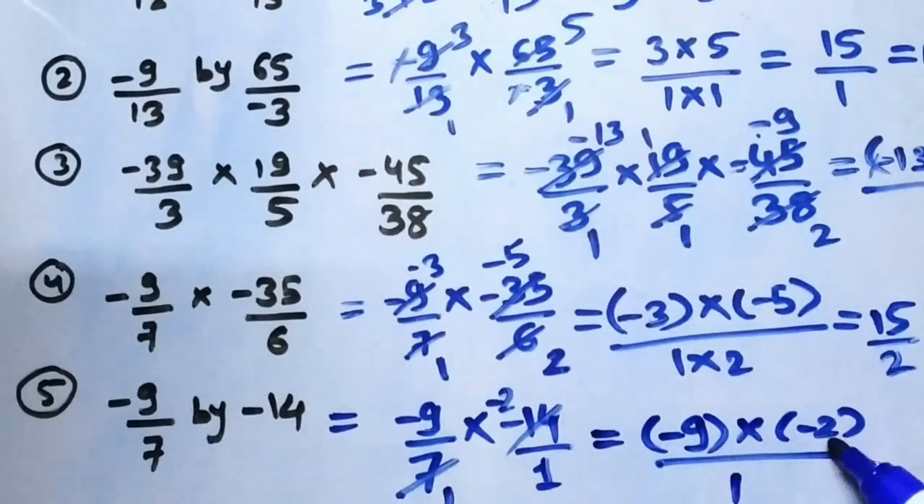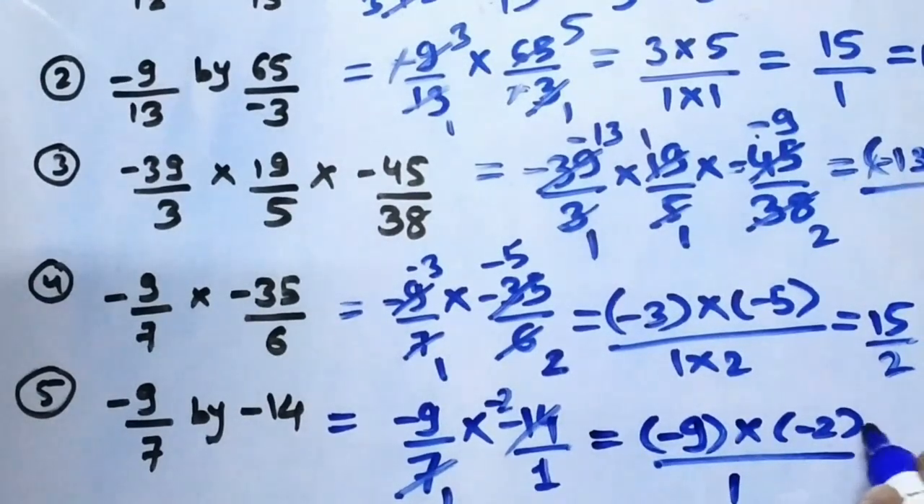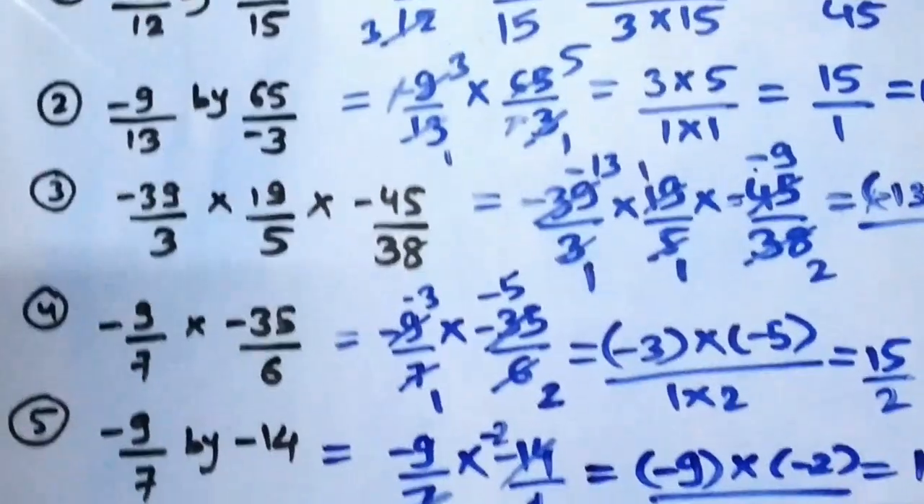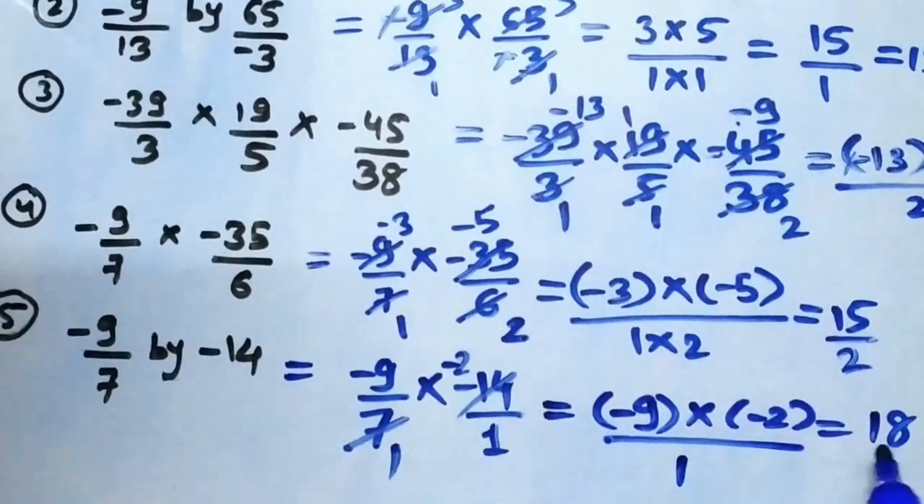You can observe here, the product of two negative integers, minus 9 into minus 2. 9 twos are 18, and that 18 will contain the sign of positive. Why positive? Because minus of minus will give the positive.